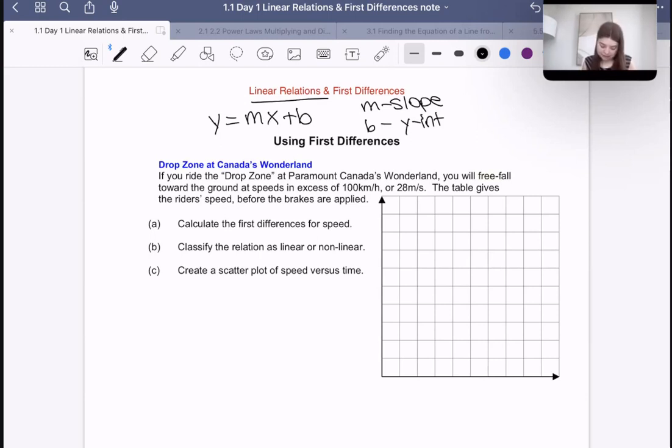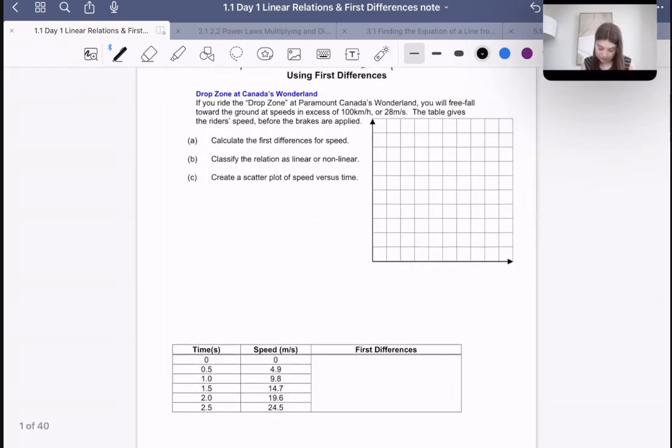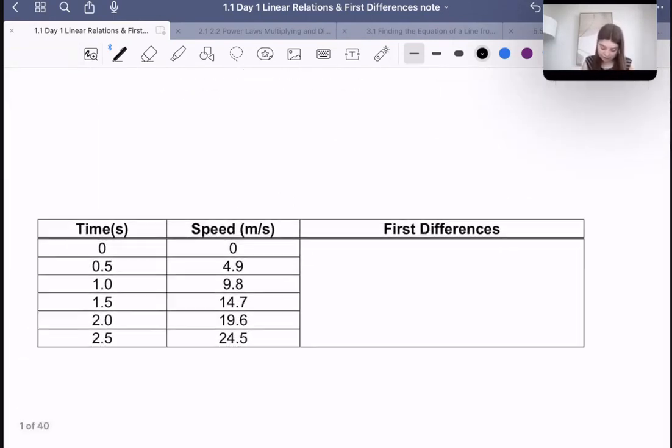This one says, if you ride the Drop Zone at Paramount's Canada's Wonderland, you will free fall towards the ground at speeds in excess of 100 kilometers per hour or 28 meters per second. The table gives the rider's speed before the brakes are applied. Calculate the first differences for speed, classify the relation as linear or nonlinear, and create a scatter plot of speed versus time. So let's do that. Let's go here and find the first differences.